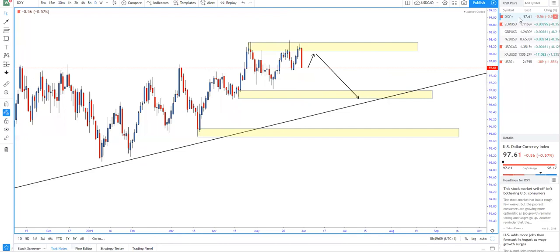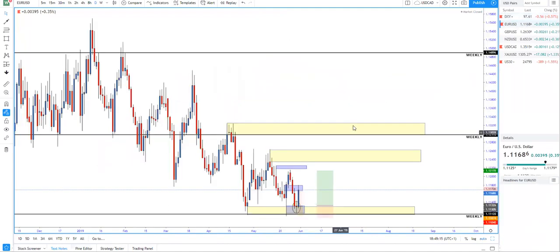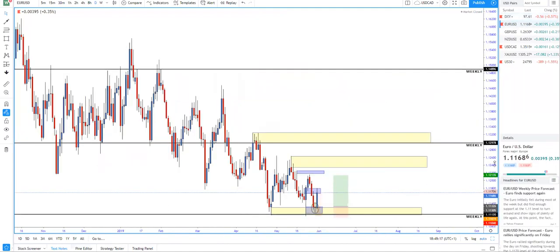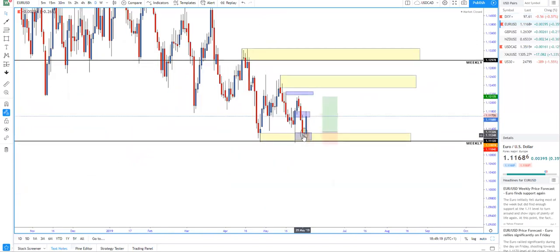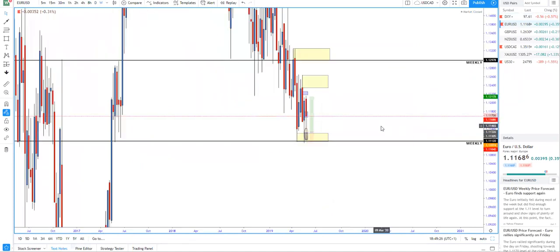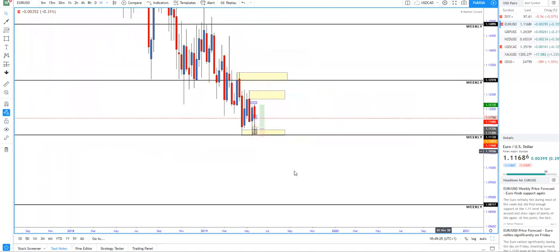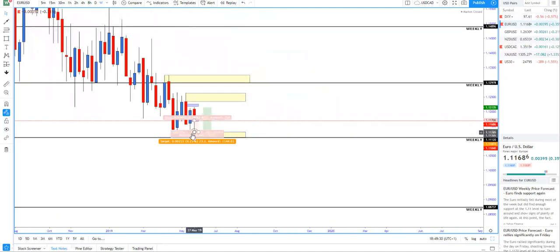Whilst looking at this, I will be looking for buying opportunities on any of the USD pairs. Again, Euro USD looks pretty good. Last Friday, we bought Euro USD right at support, where the dollar index was right on resistance, and it went higher. Now, the weekly looks pretty decent as far as rejections are concerned. Nice rejections.